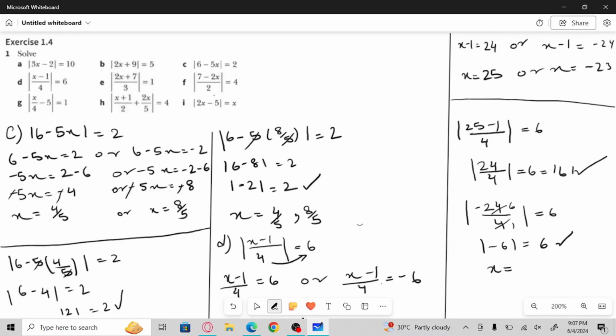So yeah, we have two values, x is equal to 25 and negative 23. Let's erase this board for part E.